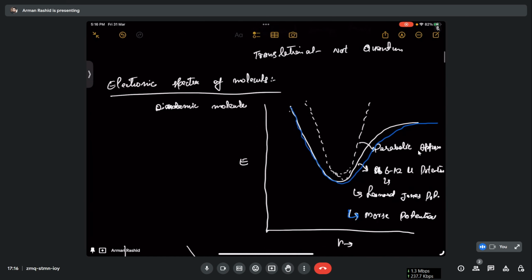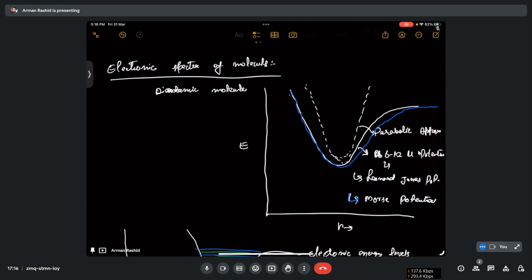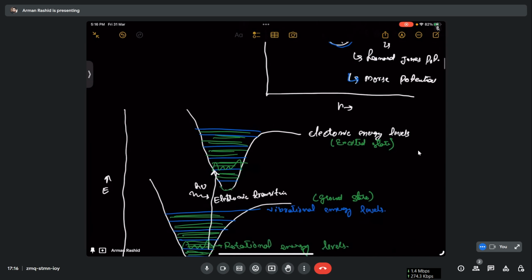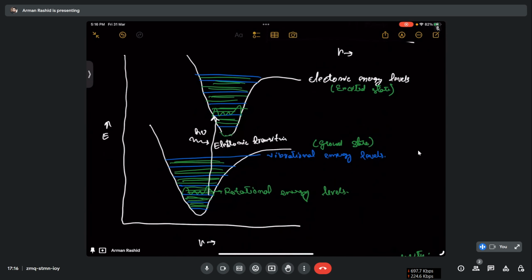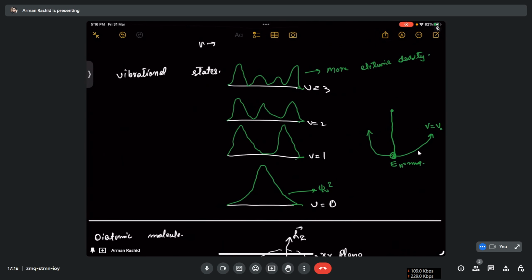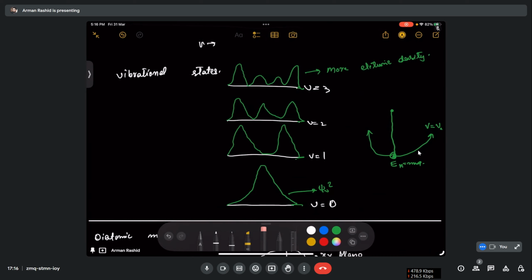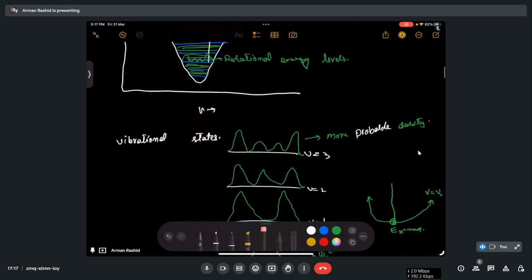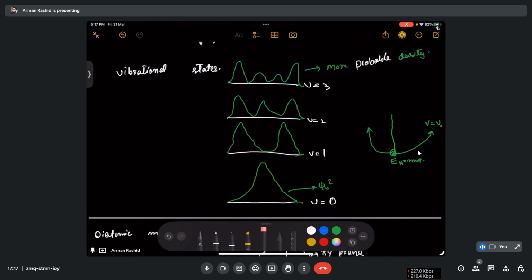Then for electronic spectra, a diatomic molecule can be approximated by a parabolic potential, then by a Lennard-Jones potential, and more accurately by a Morse potential. Then I told you about the Franck-Condon principle, and why electronic transitions are vertical. I also told you briefly about the most probable density, which is not an electron density. For a vibrational transition it is always at the ends.